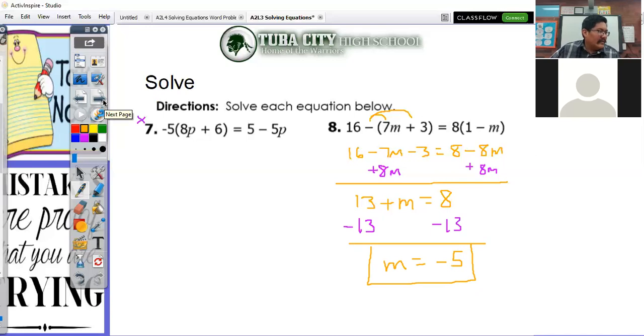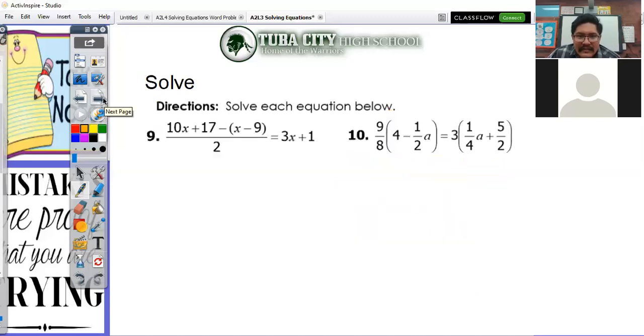All right, this next one here, number 10, oh man, I don't know if I could do number 10. All right, well, it does have a big fraction, right? The whole top thing is a big old fraction. All that 10x plus 17 minus the difference of x and 9 is all one big fraction. But luckily, it's pretty easy for us to get rid of it.